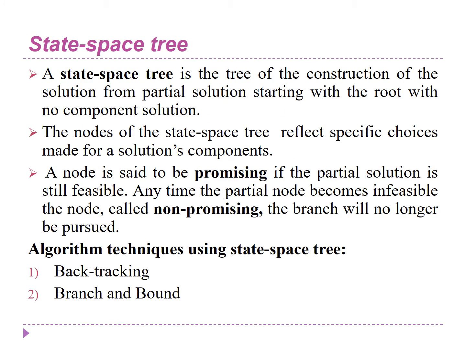What is a state space tree? A state space tree is the tree of the construction of the solution from partial solution starting with the root with no component solution. The nodes of the state space tree reflect specific choices made for solution's components. A node is said to be promising if the partial solution is still feasible. Anytime the partial node becomes infeasible, the node is called non-promising, and the branch will no longer be pursued.